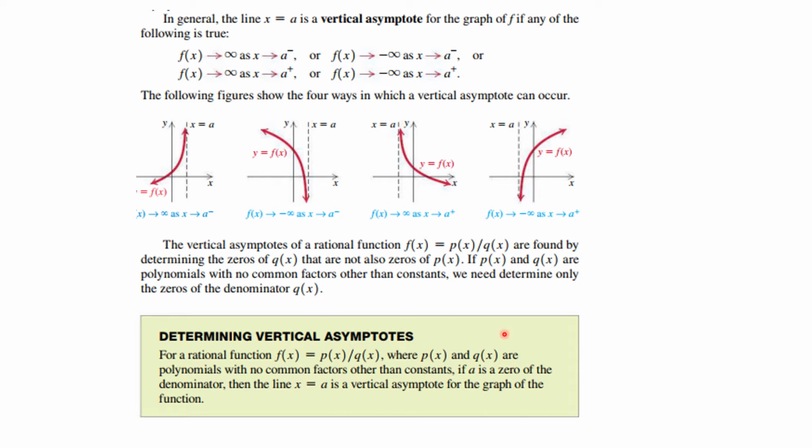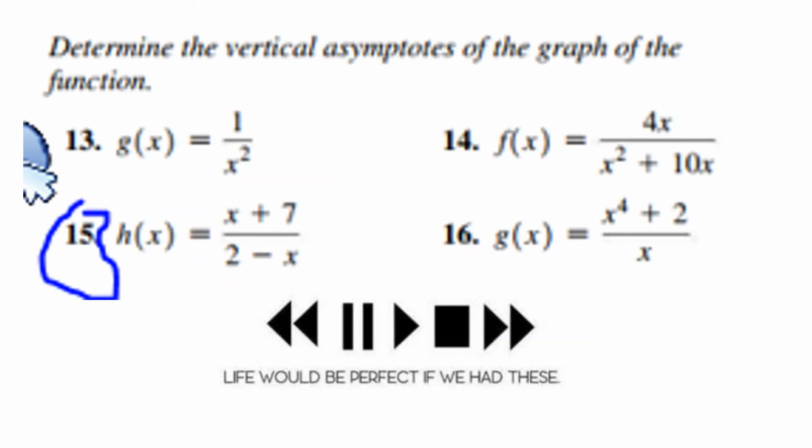So to determine a vertical asymptote for a rational function, f of x equal p of x over q of x, and those are functions that have no common factors other than constants. We'll talk about that later. So if a is a 0 of the denominator, then the line x equal a is a vertical asymptote for the graph of the function. So let's here then determine the vertical asymptotes for problem number 15. So pause and then compare notes with the answer. So pause now. Let's see how you did.